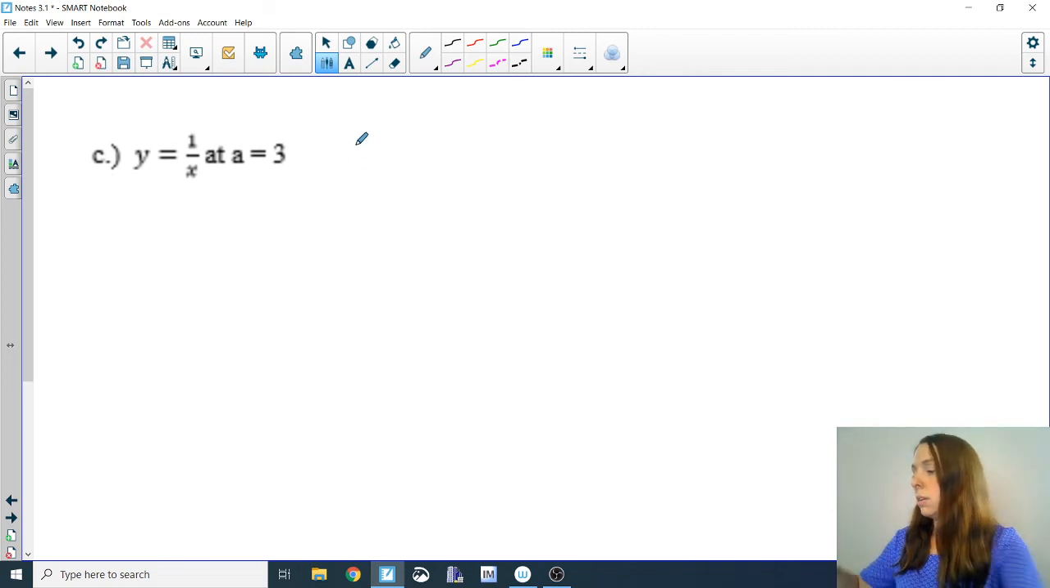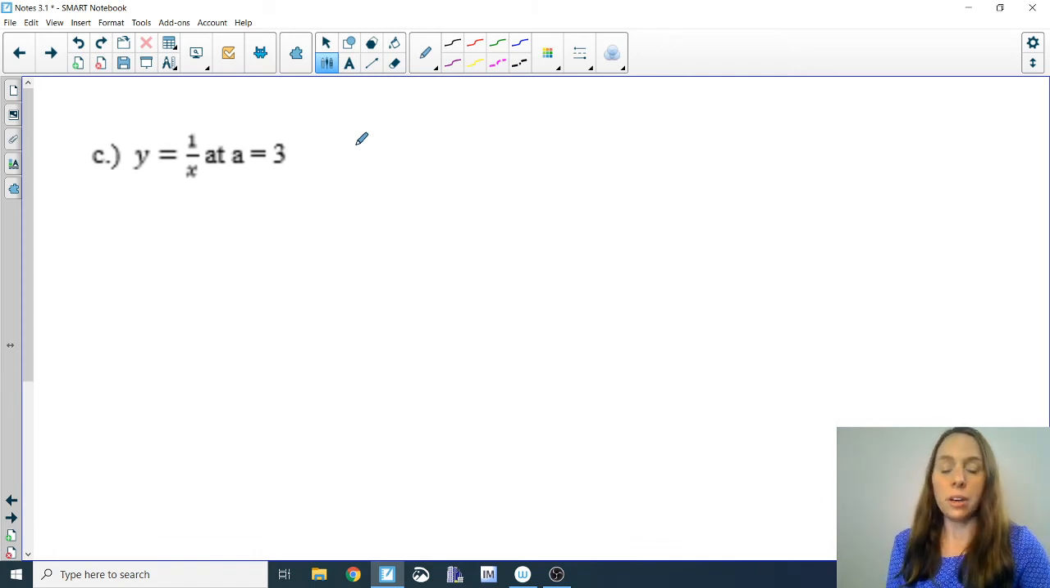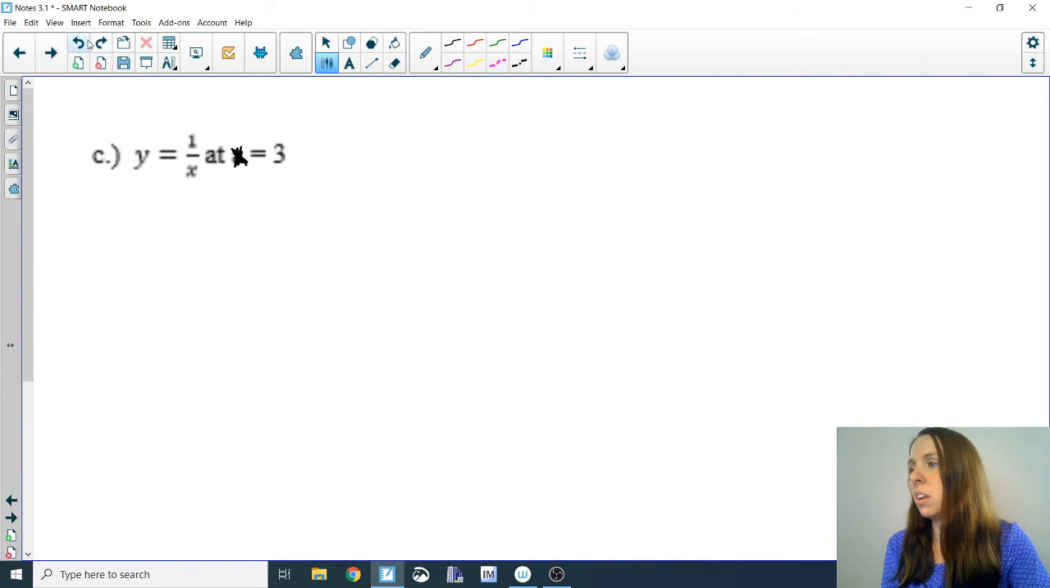All right, maybe I should look up my stuff to make sure I'm doing what I need to be doing here. All right, so we're going to move on from quadratic examples and take a look at a couple of other different types of functions now. Take a look at this next one, part C. y equals 1 over x at x equals 3. Call that whatever you want. It's just an x coordinate.